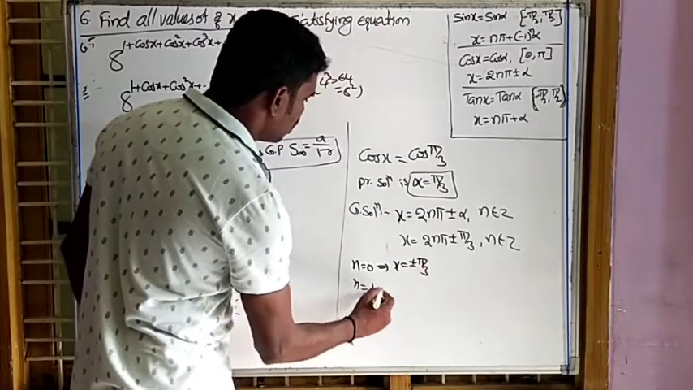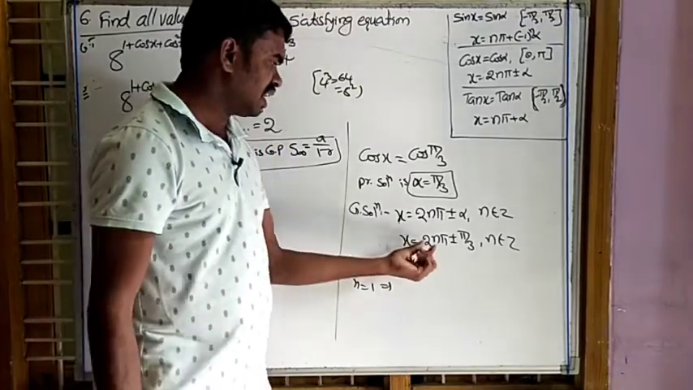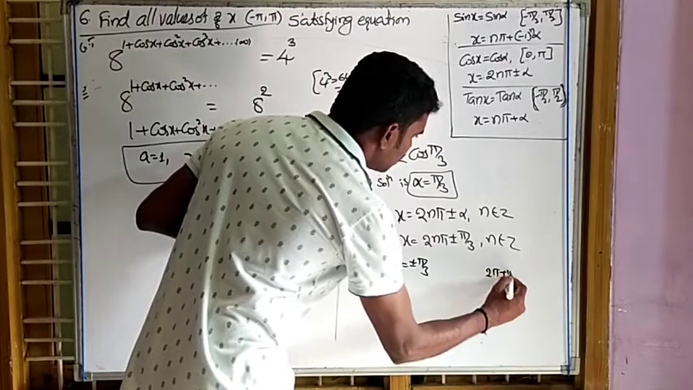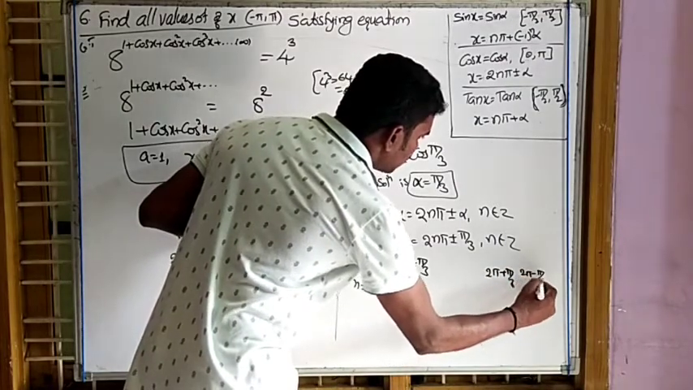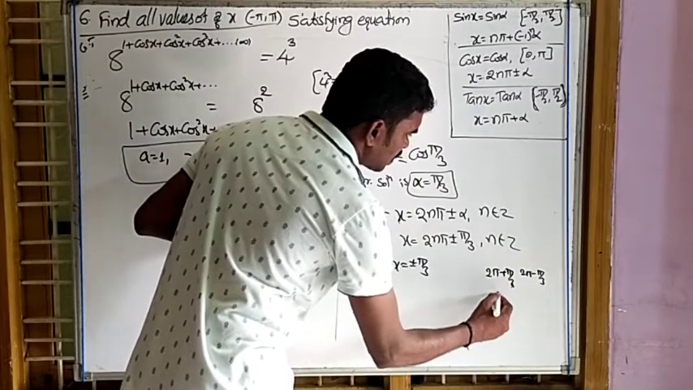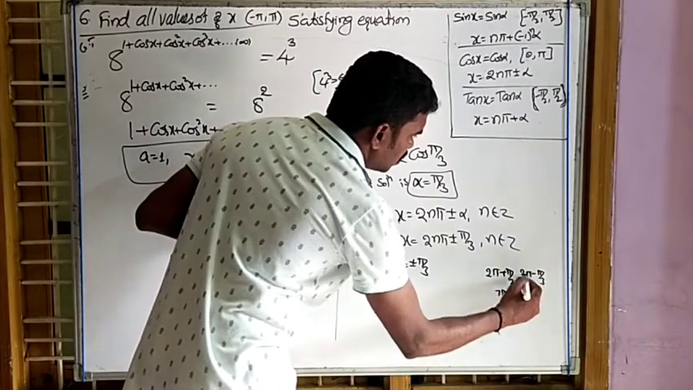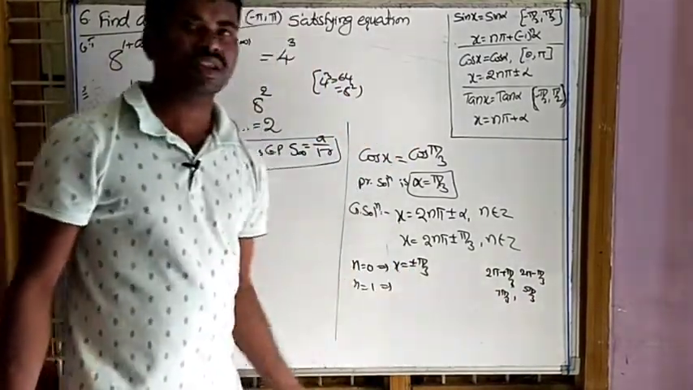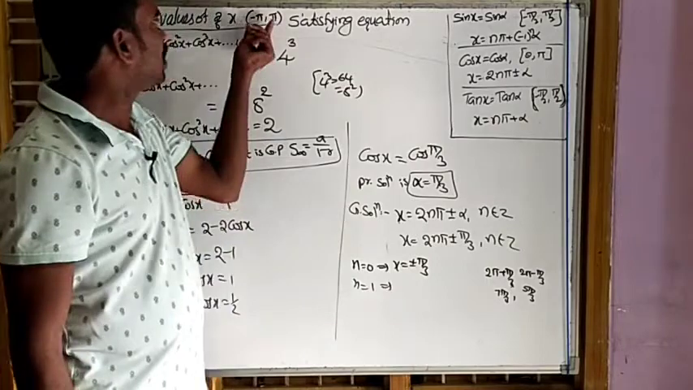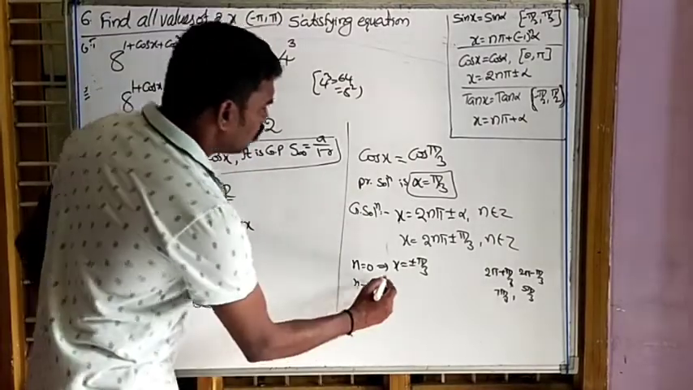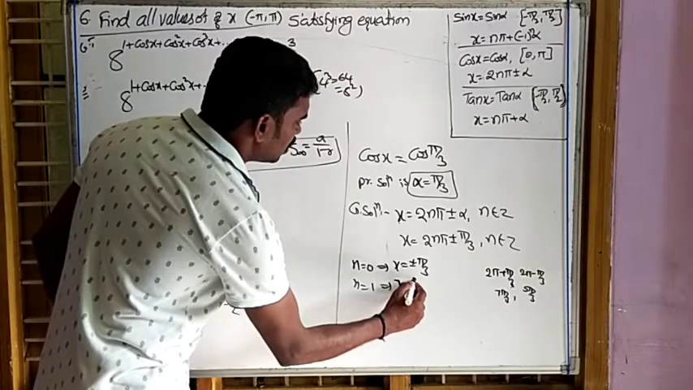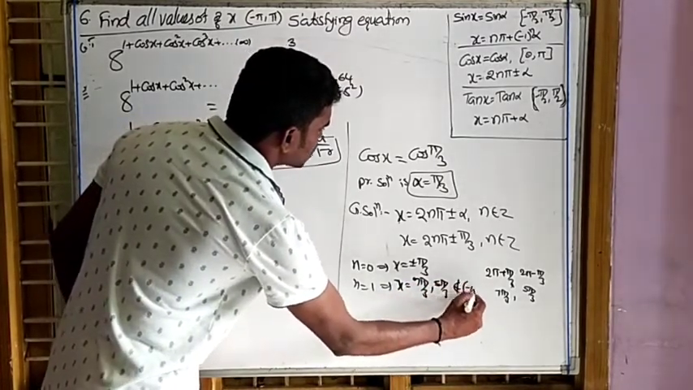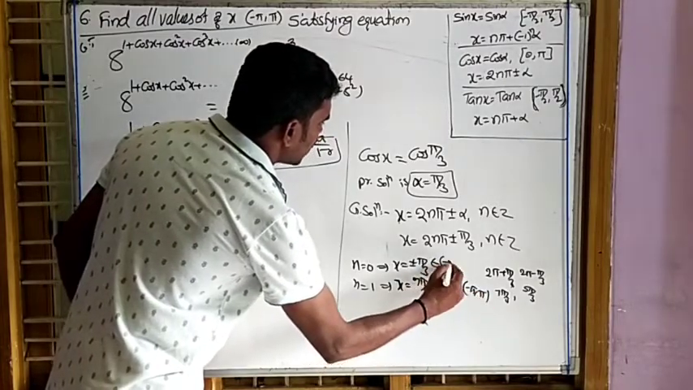And if you take n equal to 1, what will be the solution? Then that becomes 2 pi plus pi by 3 and 2 pi minus pi by 3. What is that? 3 2's are 6 pi plus pi, 7 pi by 3. 3 2's are 6 pi minus pi, 5 pi by 3. But these two are not in minus pi to pi. So x equal to 7 pi by 3 and 5 pi by 3 do not belong to minus pi to pi. These are not in the interval.